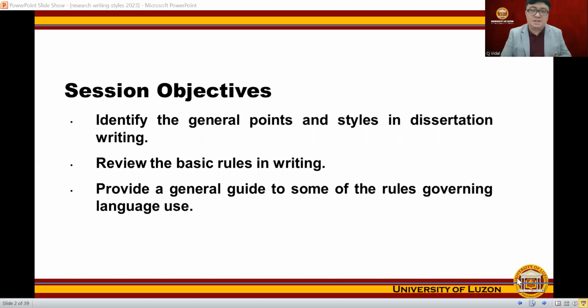So this session aims to achieve the following objectives. Number one, identify the general points and styles in writing reports in research. Number two, review the basic rules in writing. And number three, provide a general guide to some of the rules governing language use.